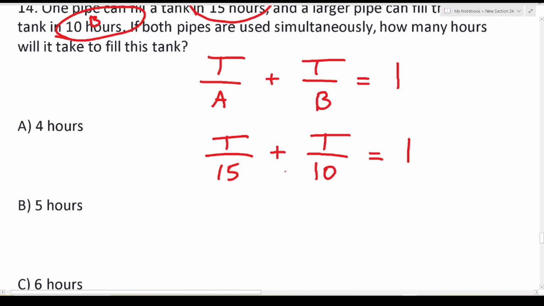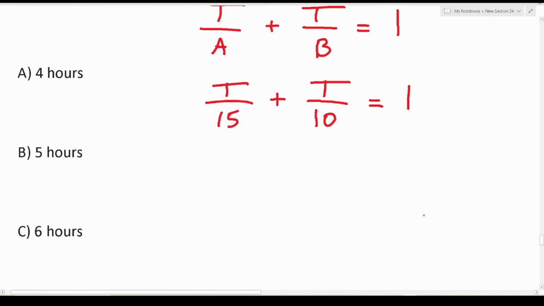All right, so right here we're adding fractions that have different denominators. In order to add fractions that have different denominators, you have to rewrite those fractions such that they have the same denominators, okay? So let's think about this one. 10 and 15 are both factors of 30.